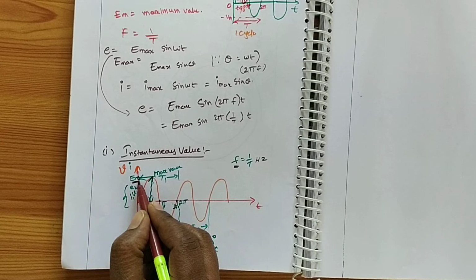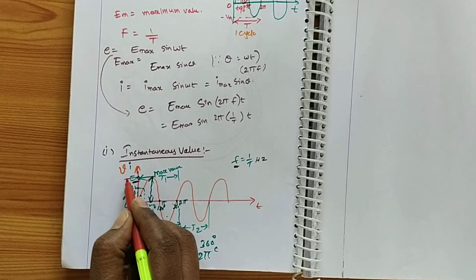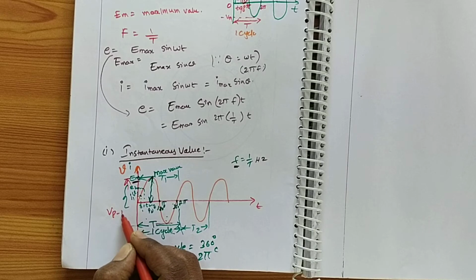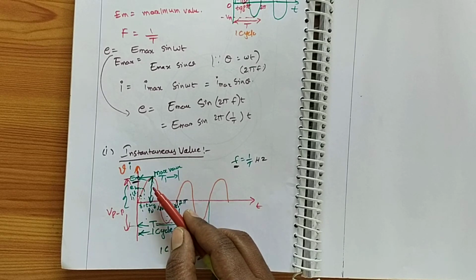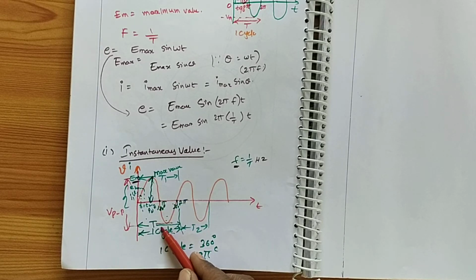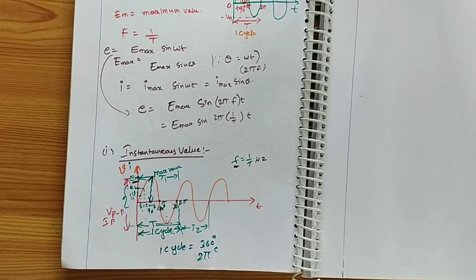Now peak to peak value. If you consider this, it is the peak to peak value, V peak to peak. Peak to peak value is the maximum variation between the maximum positive instantaneous value and the maximum negative instantaneous value. From positive peak to negative peak, this value is known as peak to peak value. It is known as V peak to peak, E peak to peak or I peak to peak if it is a current.